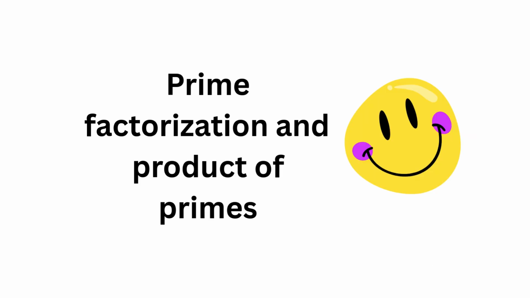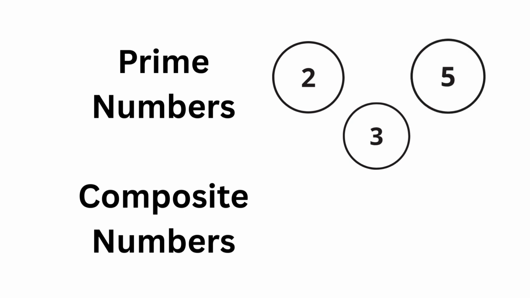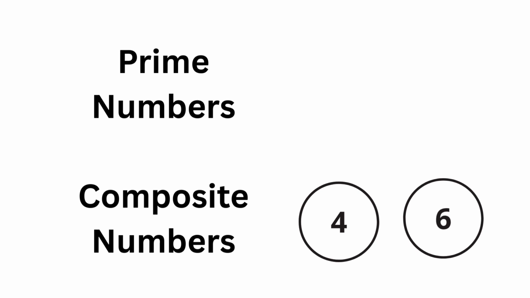Before we begin, let's quickly revise something we already know. A prime number is a whole number greater than 1 that is divisible by only two numbers, 1 and itself. On the other hand, a composite number is also greater than 1, but it has more than two factors. This means it can be divided evenly by 1, itself, and at least one more number.